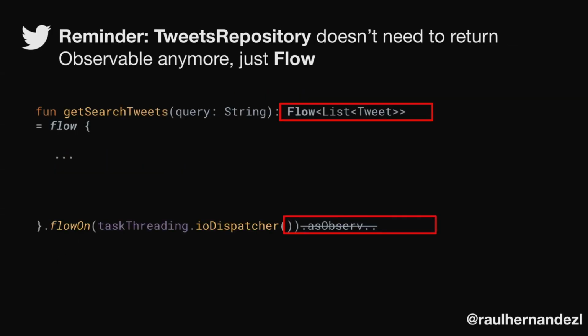Then we'll return actually a flow. We don't need any more of the observable, so we can remove this from the repo. You remember we were returning the observable, now we don't need it anymore. That's fine. We made that possible, cool.